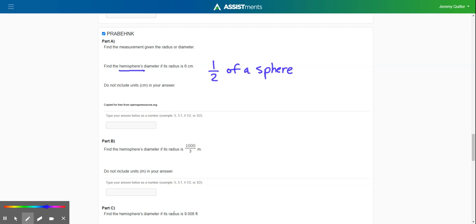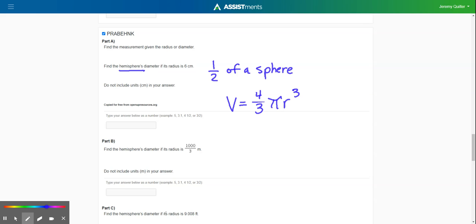Also remember that when we're finding the volume of a sphere, the volume is equal to 4/3 the area of a circle, except we're going to cube that radius. So 4/3 times pi times the radius cubed.